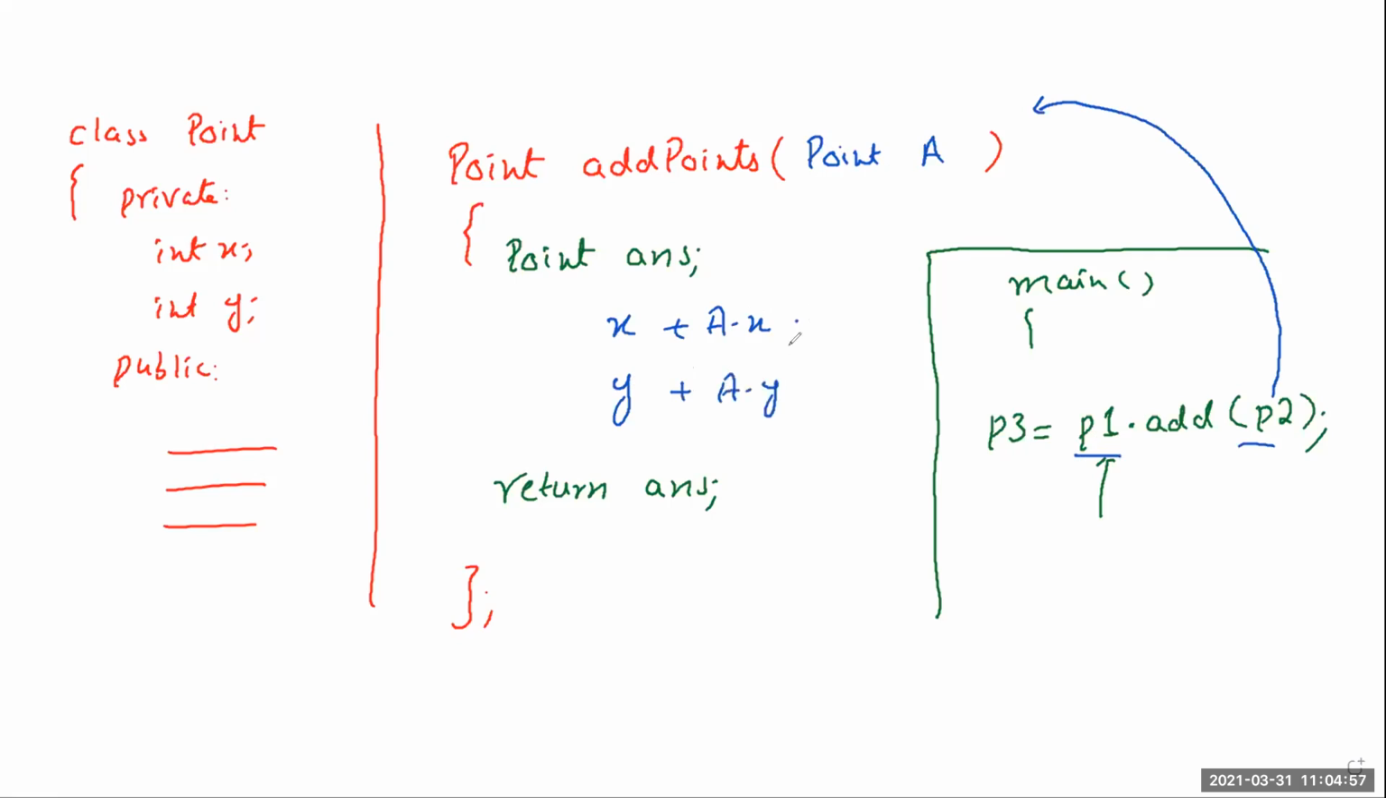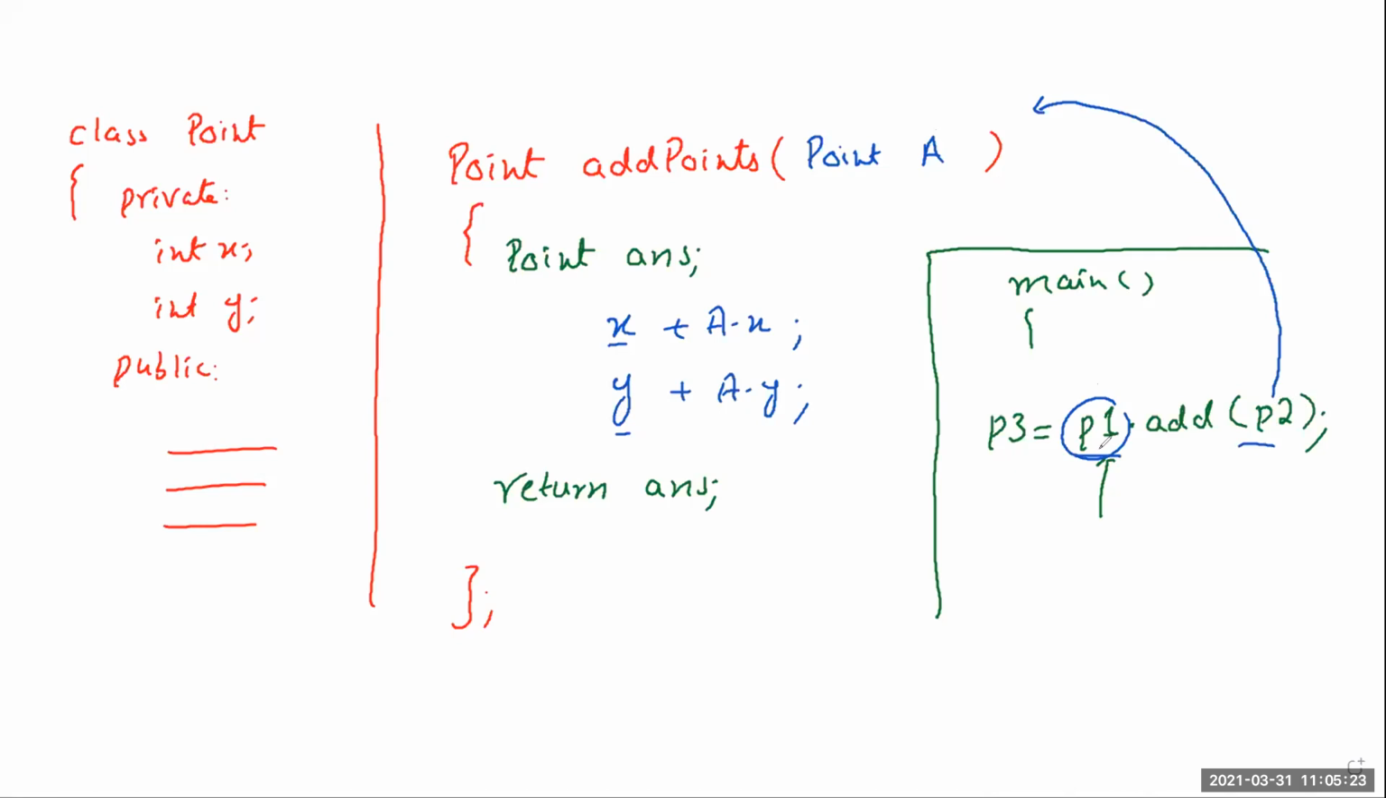Now you see what is going on. Since I needed to add P1 and P2, I have written it as P1 dot add and P2. So I am passing only one of the operands as an argument, which is P2. Why am I not passing P1? Because when I call this function, I already have data of P1 available. If I write X and Y, they are X and Y of P1. So I don't need to pass them again, right?